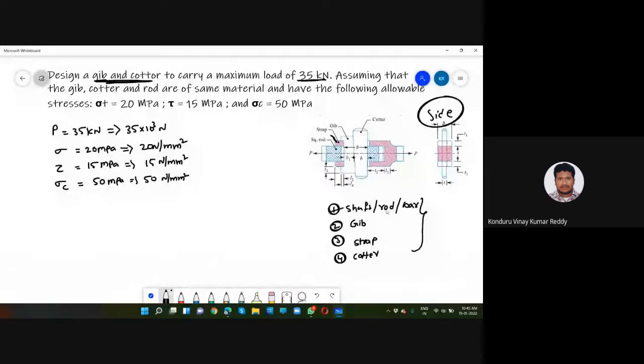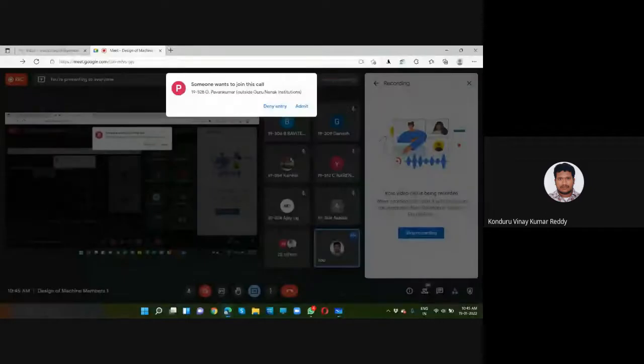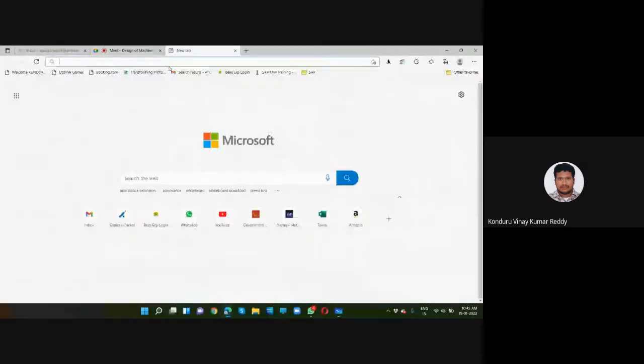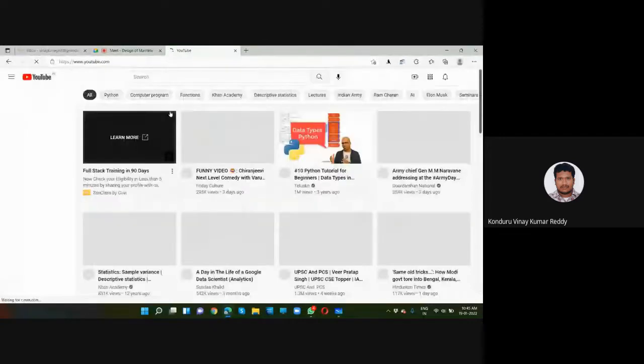First one is shaft, if not rod, if not bar. Actually in this case it is bar. The second one is gib, third one is strap, and fourth one is cotter. These four are the components that we have to design. Before going to our topic, let us see what is actually a gib and cotter joint.